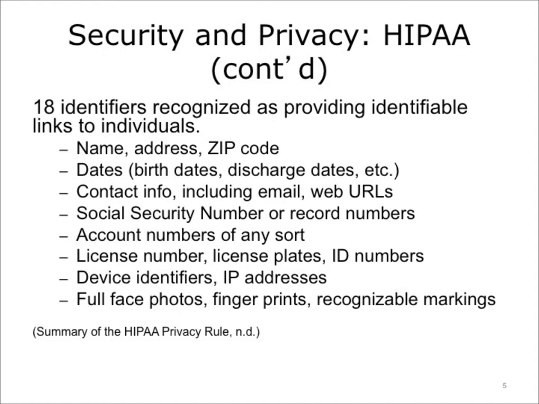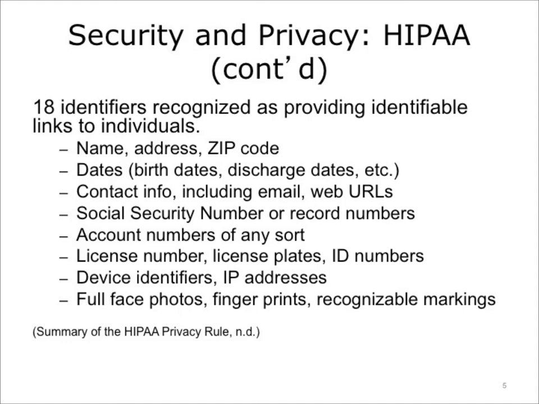6. Electronic mail addresses. 7. Social Security numbers. 8. Medical record numbers. 9. Health plan beneficiary numbers. 10. Account numbers. 11. Certificate or license numbers. 12. Vehicle identifiers and serial numbers, including license plate numbers. 13. Device identifiers and serial numbers.